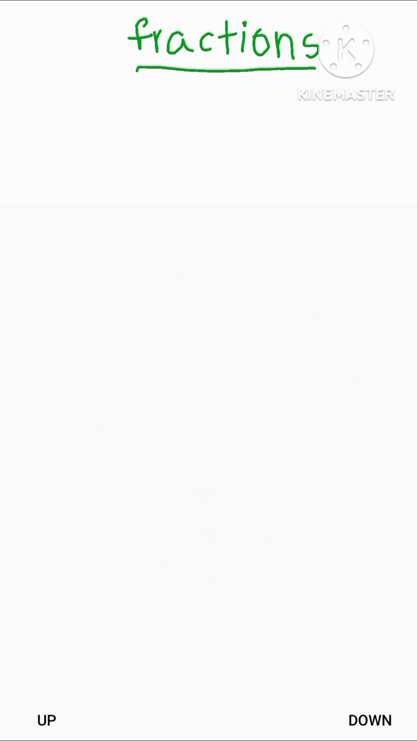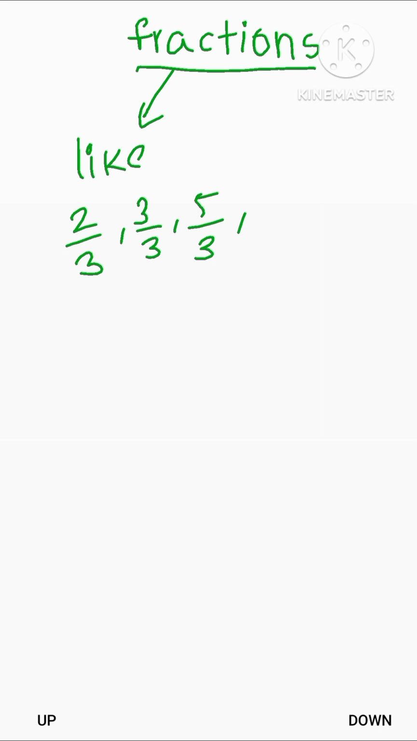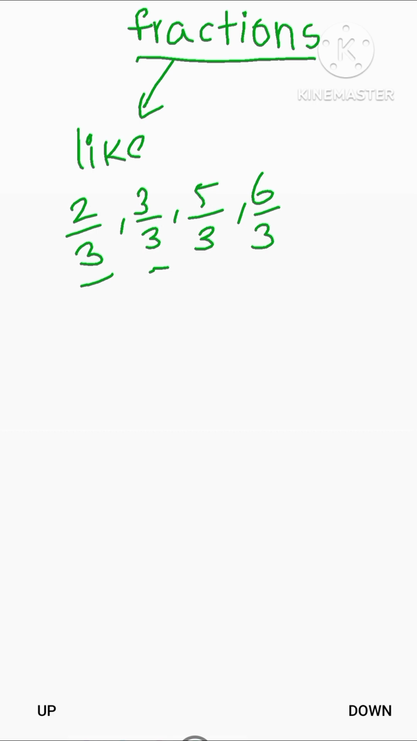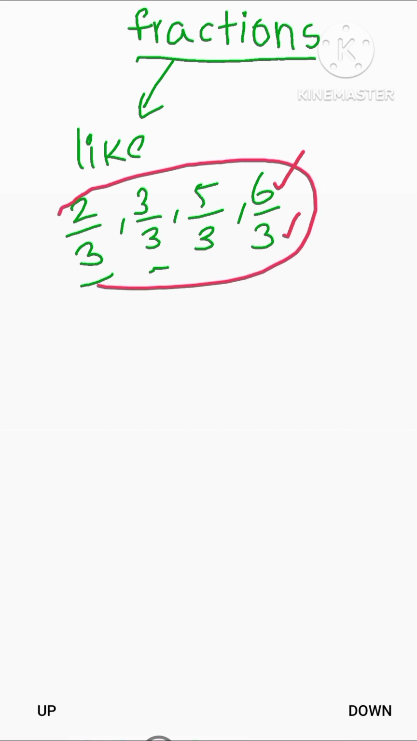Okay. Next, like and unlike fractions. What are like fractions? Fractions with the same denominators are called like fractions. So examples of like fractions are 2 by 3, 3 by 3, 5 by 3, 6 by 3. So these fractions are called like fractions. Why? Because here the denominators are the same but the numerators are different. Okay. So fractions with the same denominators are like fractions.